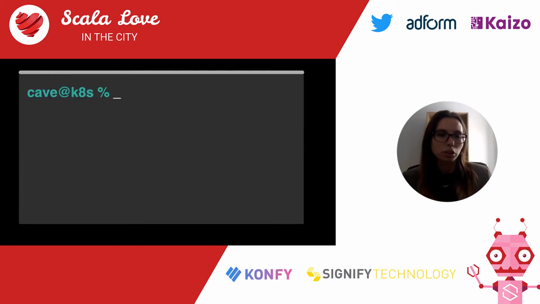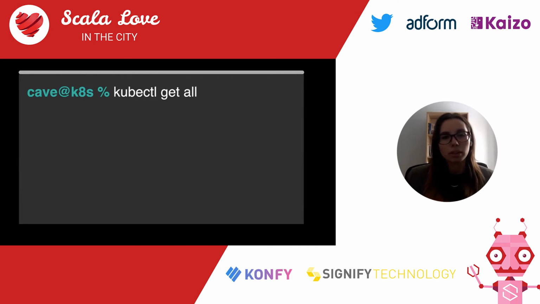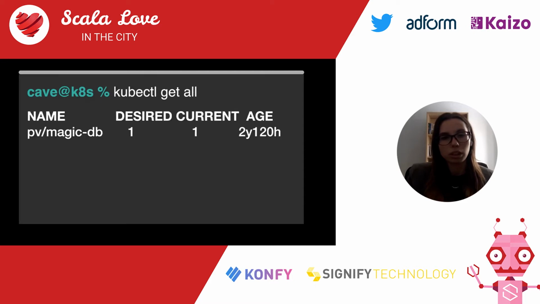On the computer, she could see the open terminal writing cave Kubernetes, and it meant for her that it's connected to Kubernetes somehow, and she wanted to see what's inside of this system. Maybe there are some objects that exist there already. So she typed classic kubectl get all just to see all the objects that existed in the system.